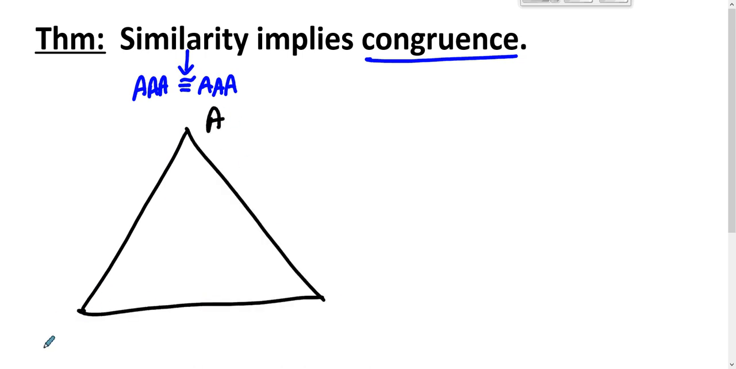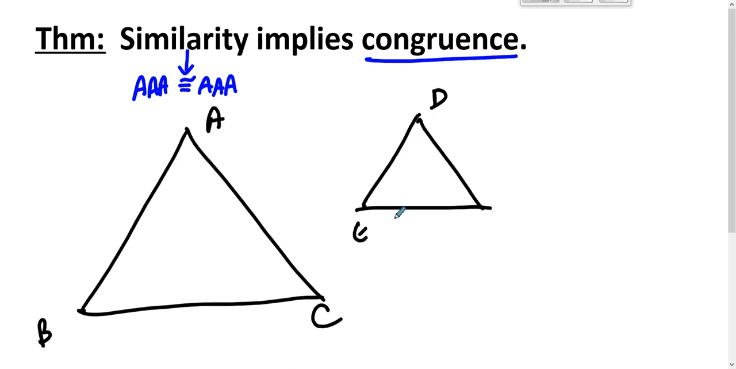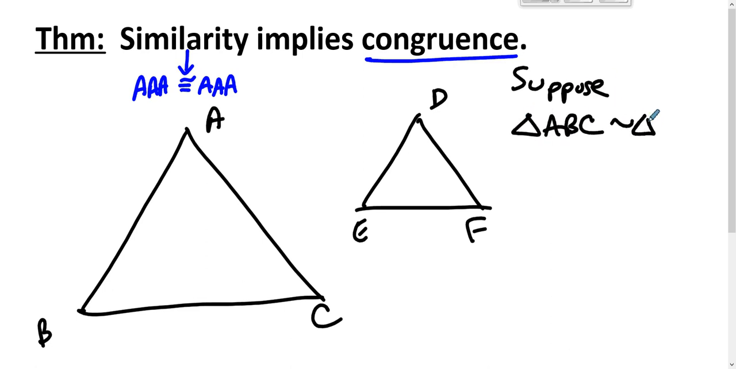This is triangle ABC. This is triangle DEF. And we will suppose that triangle ABC is similar to triangle DEF, which means that angle A is congruent to angle D, angle B is congruent to angle E, angle C is congruent to angle F. That's the idea.